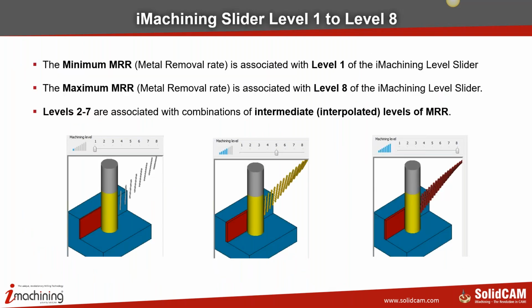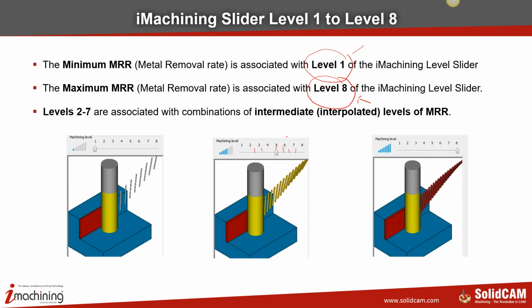Once he has done that, SolidCAM gives levels of material removal. We have level one, which is associated with the least MRR or the minimum MRR needed. And we have level eight with the maximum MRR. That means level one will be with the least aggressive parameters, and level eight will be with the most aggressive parameters. And anything in between, 2, 3, 4, 5, 6, 7, are associated with combinations of intermediate, interpolated levels of MRR. So we have level 1 to level 8, minimum aggressive, maximum aggressive, and in between are just interpolated between minimum and maximum.